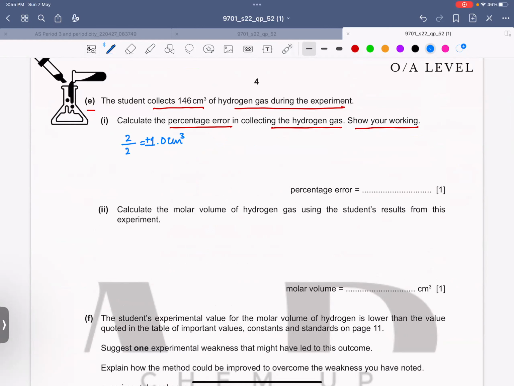So the percentage error would be 1 divided by 146 times 100, because when you are recording the volume, we are not taking two readings, we are just taking one reading. When the reaction is finished, we just note down how much volume of gas is collected. So we take the uncertainty divided by the total volume and multiply by 100. Can anybody tell me the answer, please?